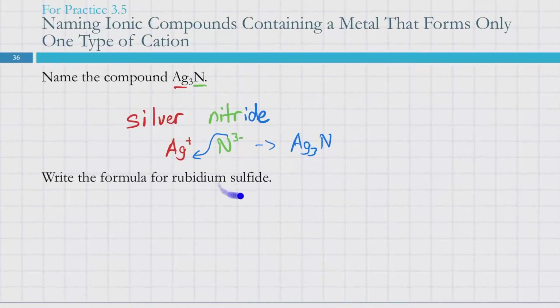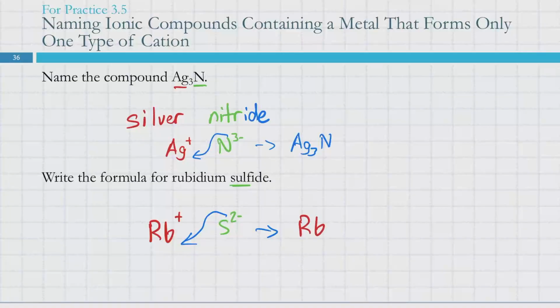Okay, rubidium sulfide. Rubidium is Rb, and it's a 1 plus because it's all the way in the far left column. So Rb plus. Sulfide, the sulf part, is referring to sulfur, S. It's in 6A. It's 2 spots over from our noble gases, S2 minus. Do our crisscross, our swap and drop, and we get Rb2S.